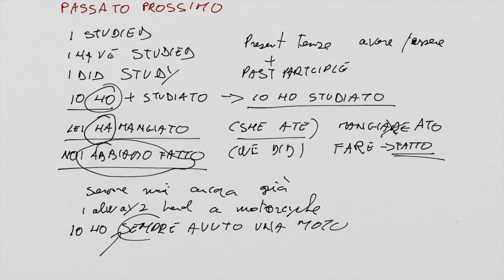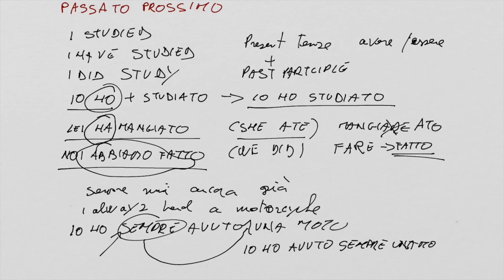Of course, you can also place sempre after avuto, even if the position in between the two elements of the tense is preferable. You could also say io ho avuto sempre una moto. It's fine. Just remember not to place the adverb, in this case, sempre, in front of the auxiliary. So do not say, all right, io sempre ho avuto una moto.